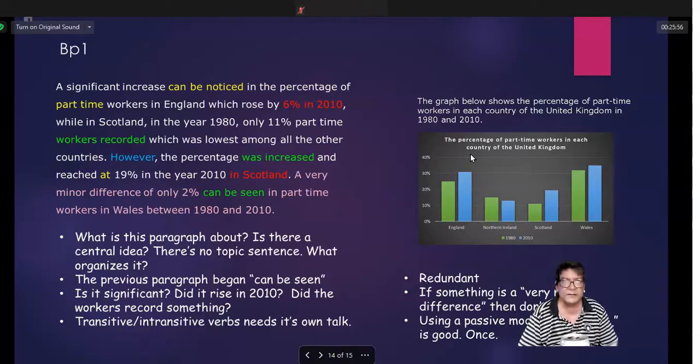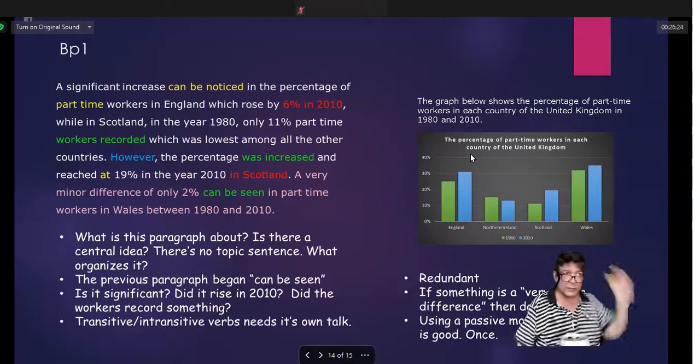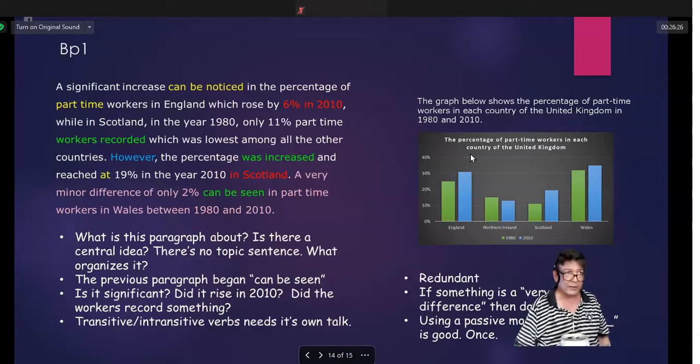Now, in the first sentence of the previous paragraph, you said, "can be seen." And then you start the next one, "can be noticed." That type of repetition of structure is not good for your vocabulary because you're repeating the same words, and it's not showing a variety of grammar structures. Part-time, again, needs the hyphen. Okay, workers in England. Did England rise? Which rose by 6% in 2010.